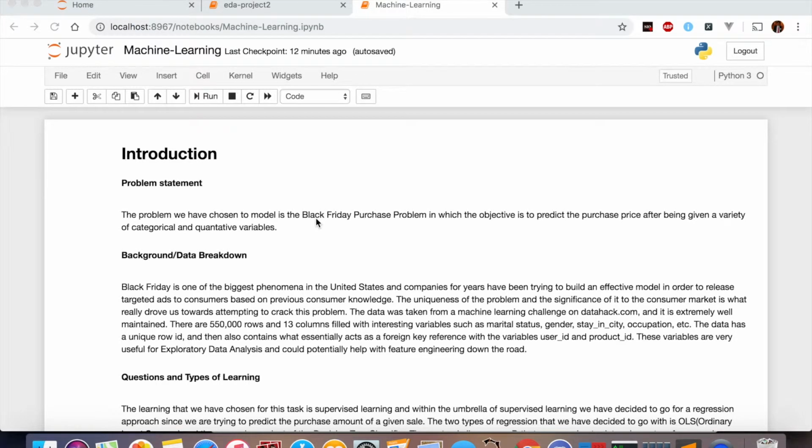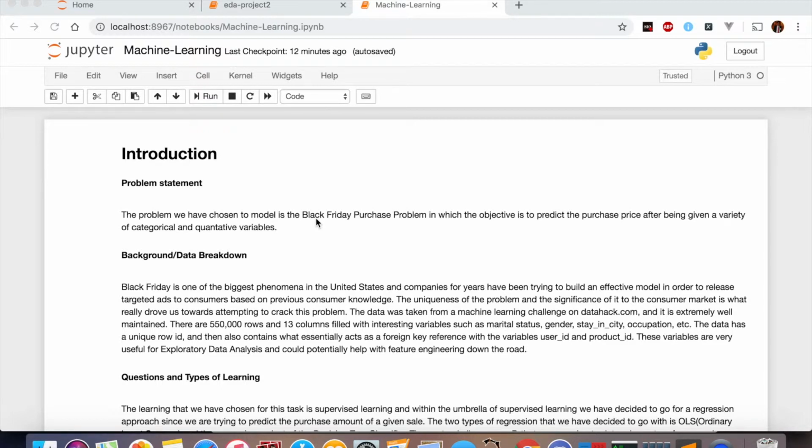Welcome to our project of Abhi and Aditya. We chose to model the Black Friday purchase problem to predict purchase prices given a variety of factors. Just for a quick background, Black Friday is one of the biggest consumer holidays in the United States, and companies for years have been figuring out what sorts of products to mark down and what sorts of products to market to customers in order to increase and optimize sales.